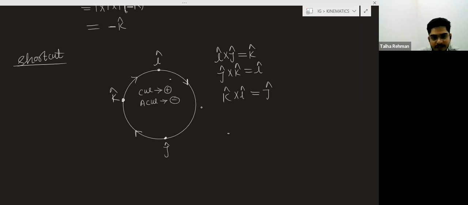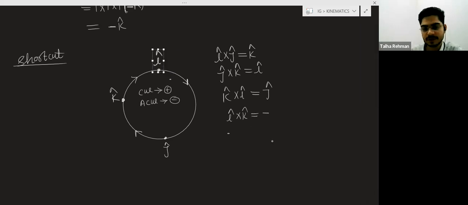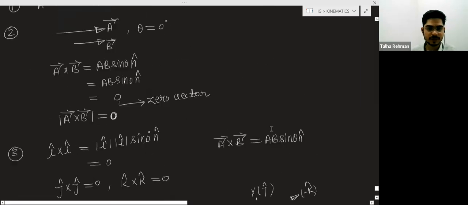So if I am asking what is i cap cross k cap, here is your i cap, then k cap moving anti-clockwise. What will be the answer? Negative j cap. Very good. Understood, I think. What is k cap cross j cap? Negative i cap. Very good. Now I think you have understood. Well done, and note down.